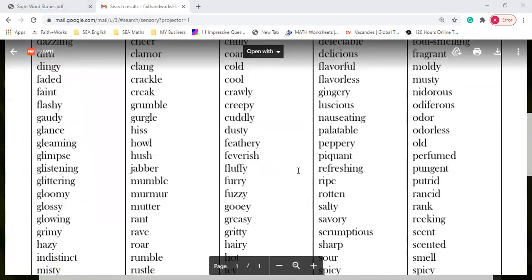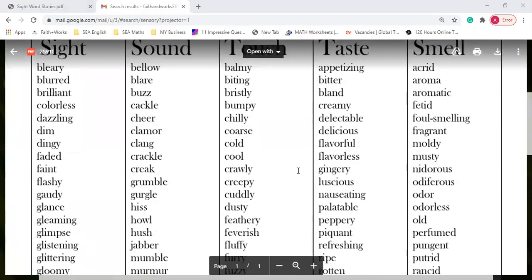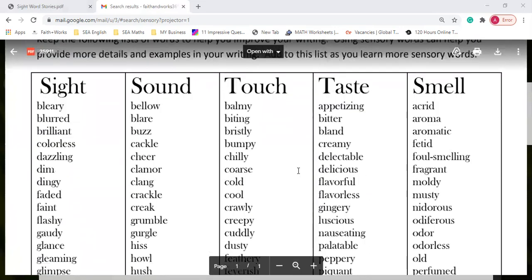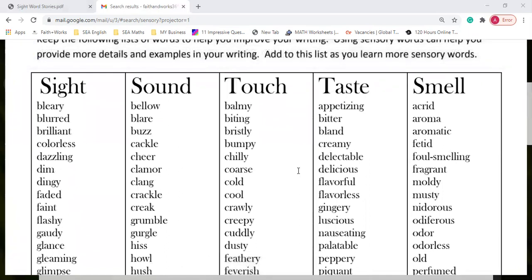Velvety, right? And you realize most of them end in Y. So they're adverbs, right? They're describing how. Adverbs describe how things would feel.